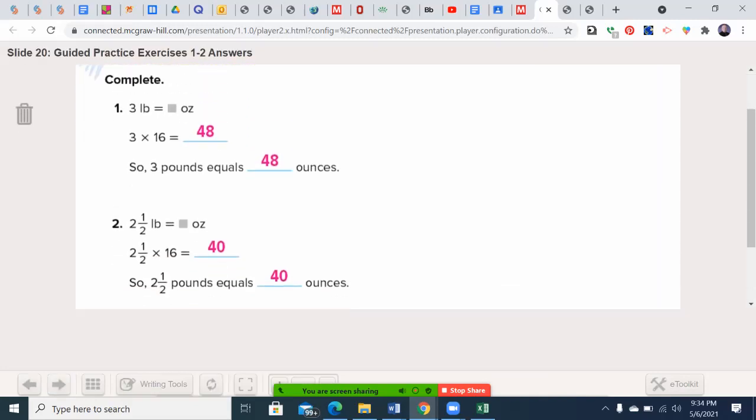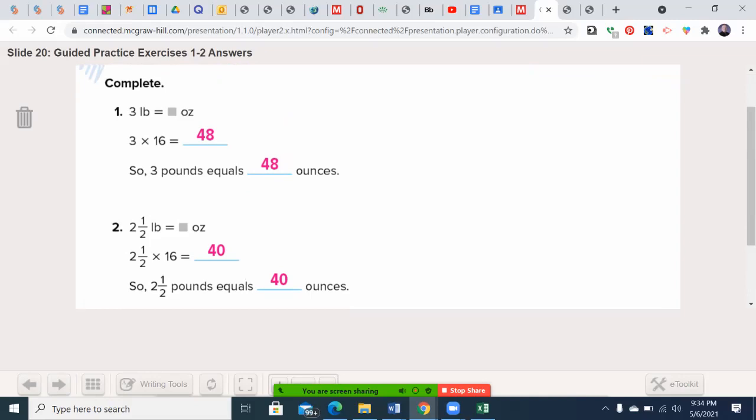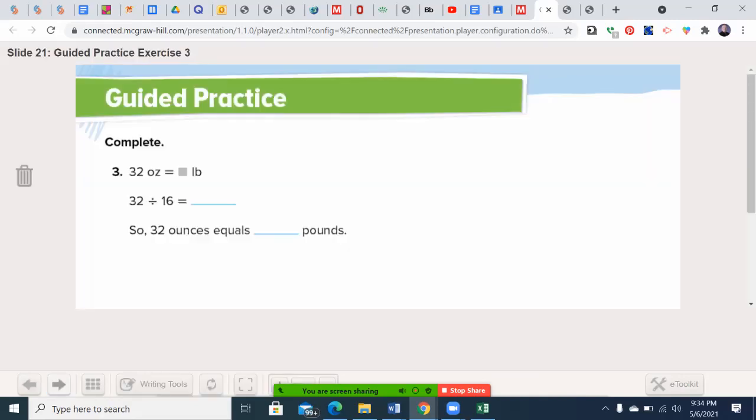Welcome back. Let's see how you did. 3 pounds equals how many ounces? Well, there are 16 ounces in a pound, so we multiply by 16. That gives you 48. This is going to be the same ratio, 2.5 times 16. So that's 5 halves times 16 over 1. That should give you 80 over 2, which is 40. So 40 ounces. All right, third one.